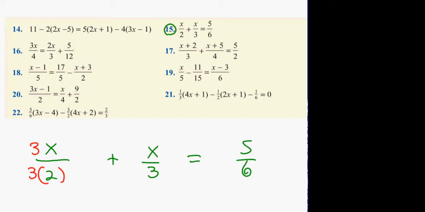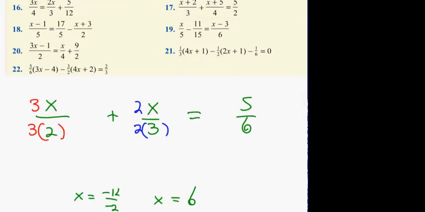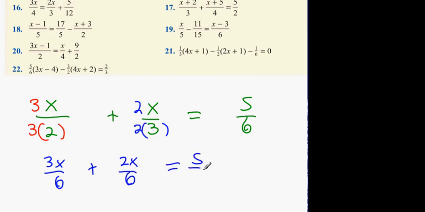Okay, and what about this one here, guys? 2 on both. Now we're going to get 3x all over 6, 2x all over 6, and then 5 over 6. Because they're all over 6, both sides are equal to each other, and both sides are being divided by 6, it means we can get rid of the 6's. So it's quite easy. The 6's disappear.